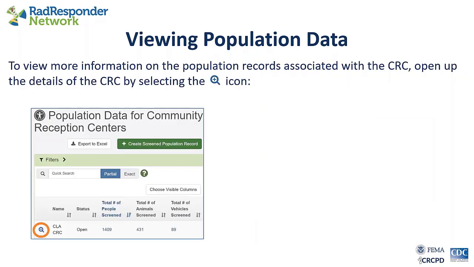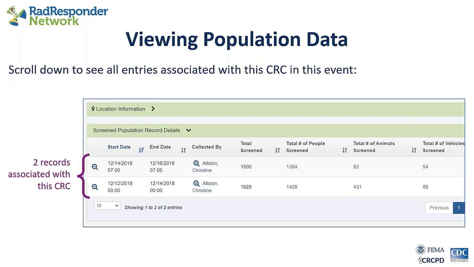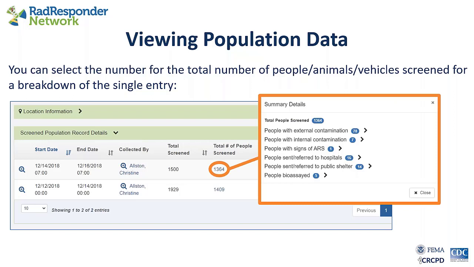If I want to view the individual population records associated with the CRC instead of just the total amount of data for that CRC, I'll click this magnifying glass icon. And now I'm brought to the CRCs page and all of the population record details associated with that one CRC. If I scroll down, I'll see that there are 2 records associated with this CRC. I can select any of these numbers for the total number of people, animals, and vehicles for a breakdown. So very similar to what we saw earlier, except this is going to be per shift.